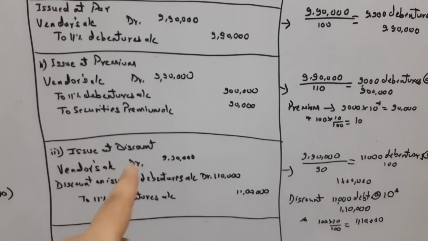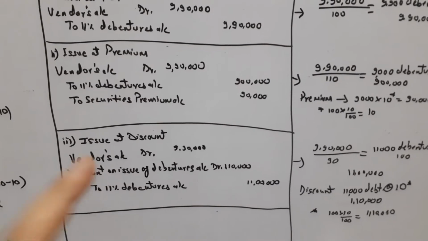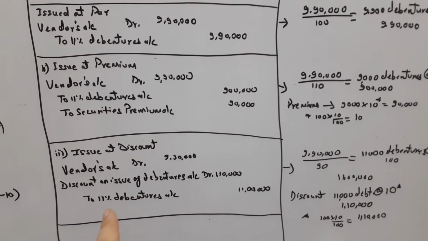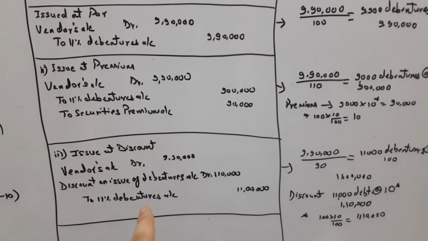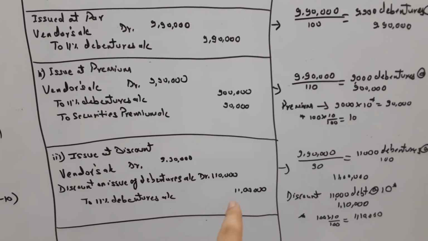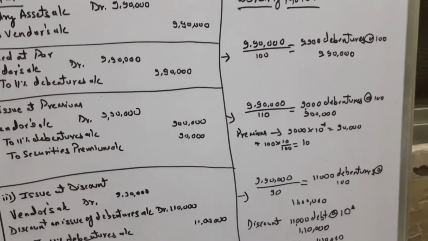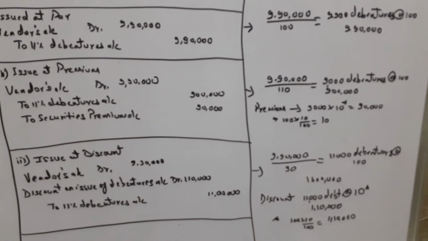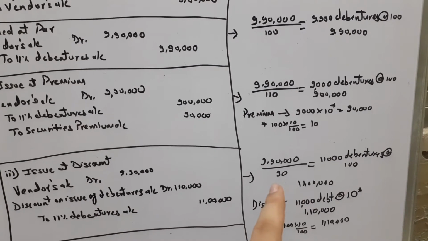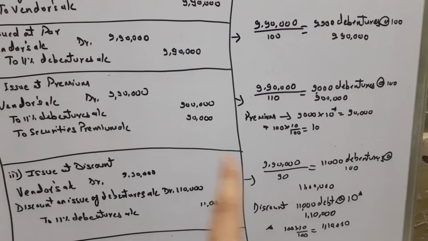Now let's see if it is issued at discount. Vendors account debited with 9,90,000, and discount on issue of debentures account 1,10,000, to 11% debentures account. When you add up 9,90,000 and 1,10,000, you will get 11 lakh. Now how has the amount come? Purchase consideration is given, 9,90,000, divided by issue price. How has this issue price come? Again the same thing, 100 into 10% gives you 10. 100 minus 10 gives you 90, since it is issued at discount.